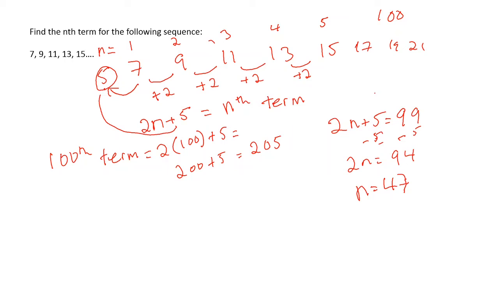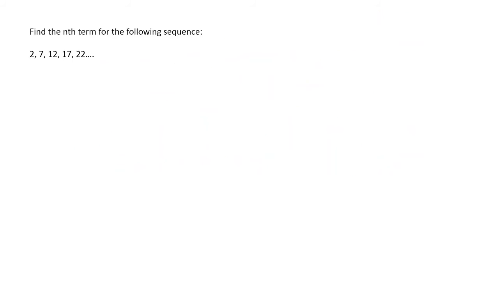Let's try another one, maybe it will become a bit clearer. I want to find the nth term for this sequence here. I'm going to rewrite it out so it looks a bit better: 2, 7, 12, 17, 22. And now I'm just going to go through the process. I'm going to find the nth term.